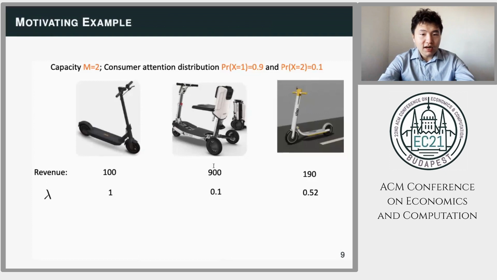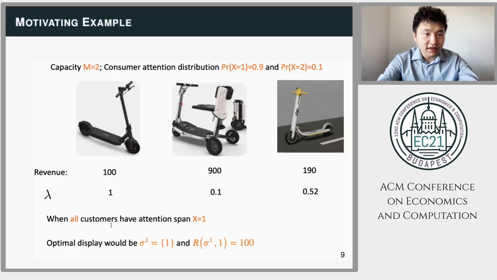As we have mentioned, our problem is more difficult to solve than existing ones. Let me provide a motivating example to illustrate the hardness. Consider the case where the online retailer is able to display 2 out of 3 products. The probabilities that the consumer would purchase items 1, 2, 3 are 1, 0.1, and 0.52 respectively. The revenues incurred by selling these products are 100, 900, and 190 respectively.